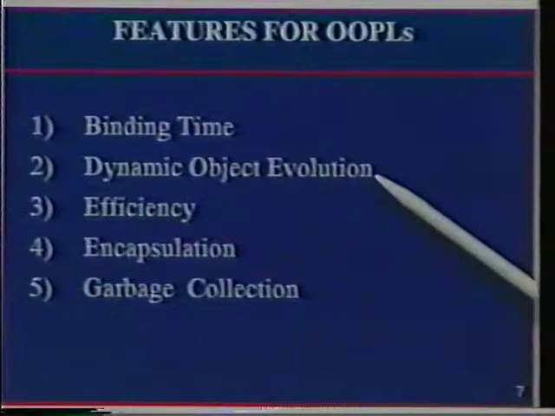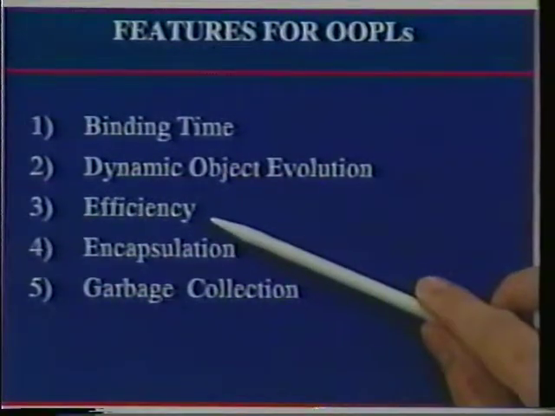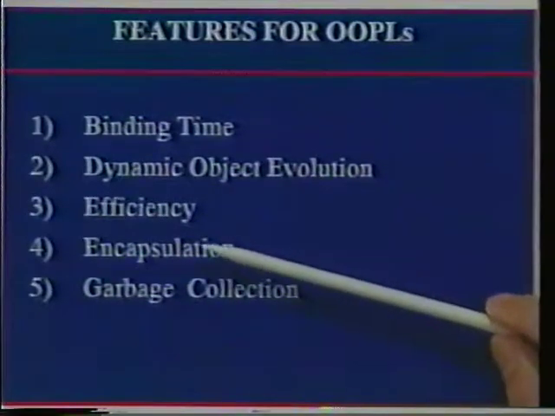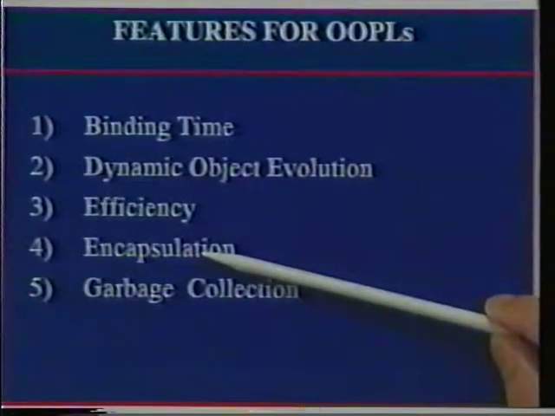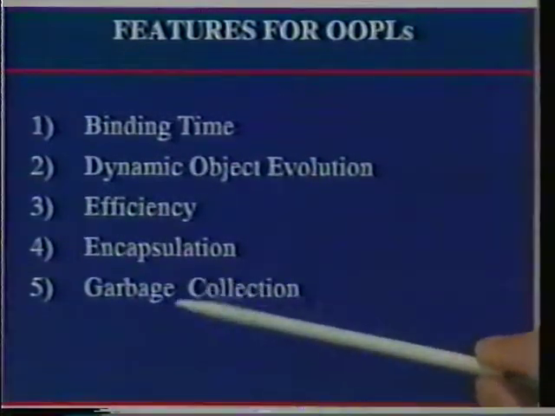or during runtime. The second issue is dynamic object evolution, that is, how easy is it to modify the objects during runtime and compile and link them during runtime. Efficiency is how efficient these object-oriented languages are, what kind of encapsulation they provide, and whether they provide garbage collection or not. What is garbage collection?